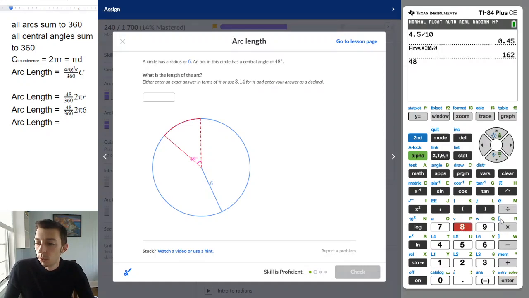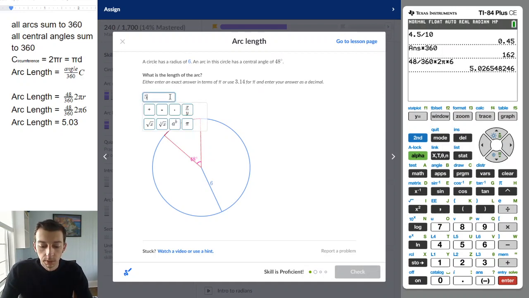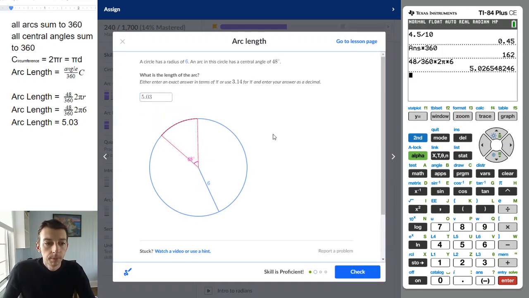So I've got 48 divided by 360 times 2 times pi times 6. And I end up with 5.03 when you round that to the nearest hundredth. So 5.03, and in this case, I don't know what my unit is, but 5.03. And we should be okay.